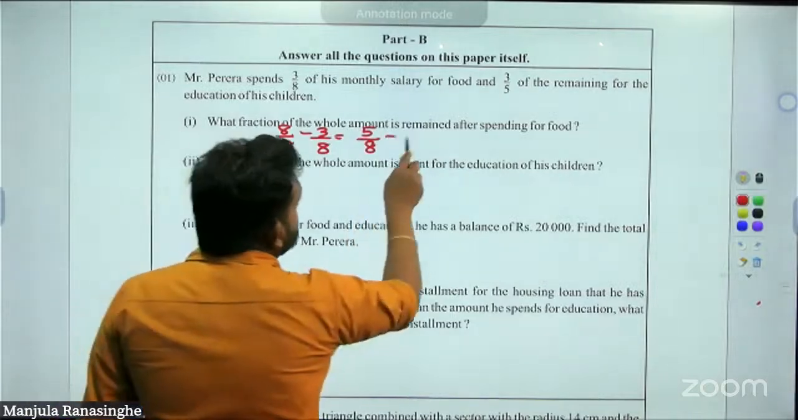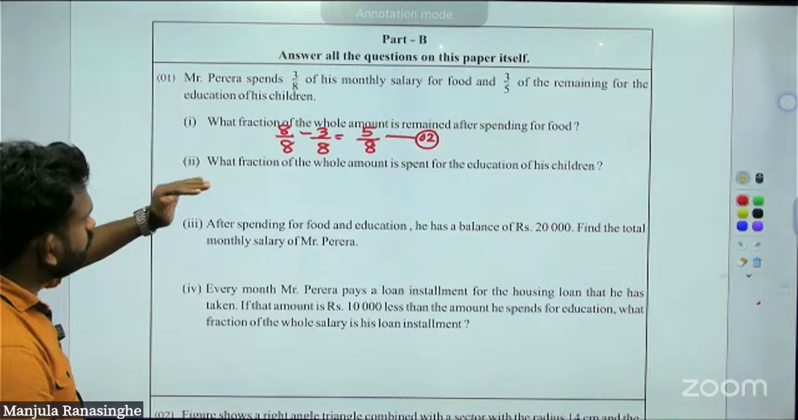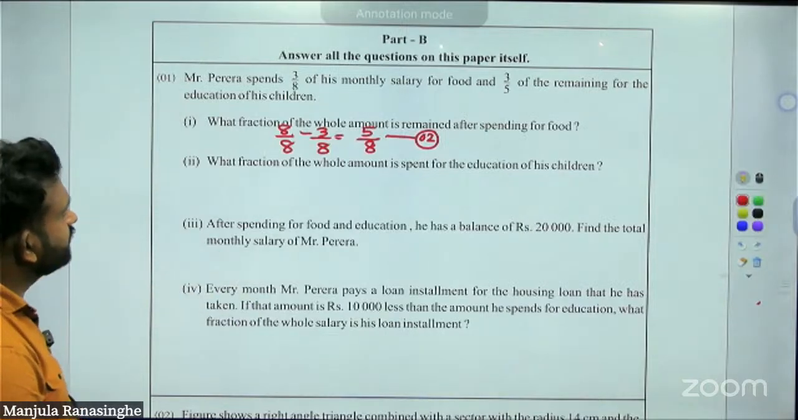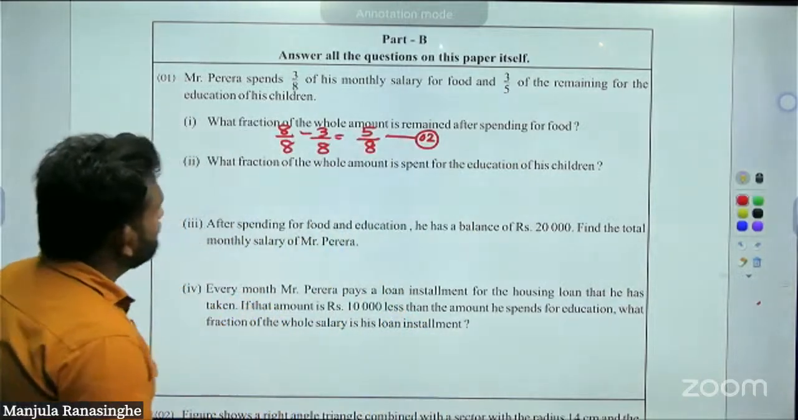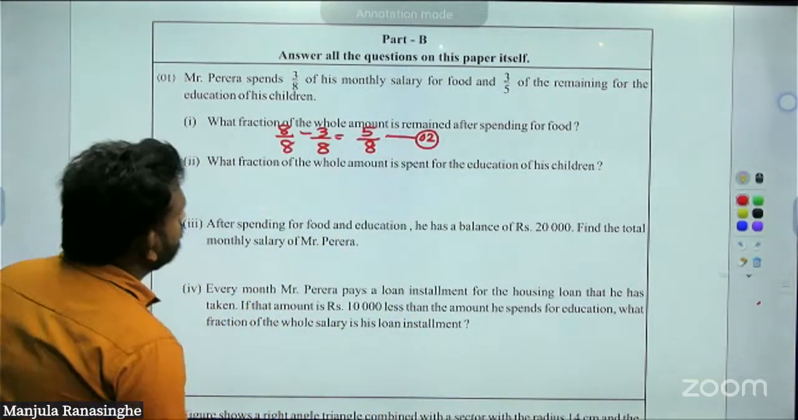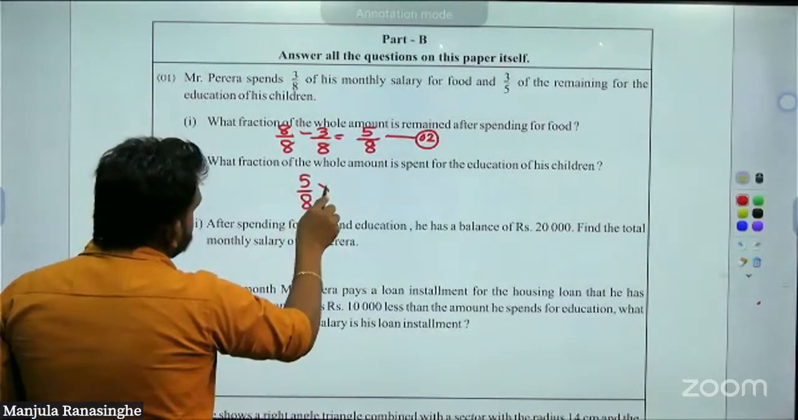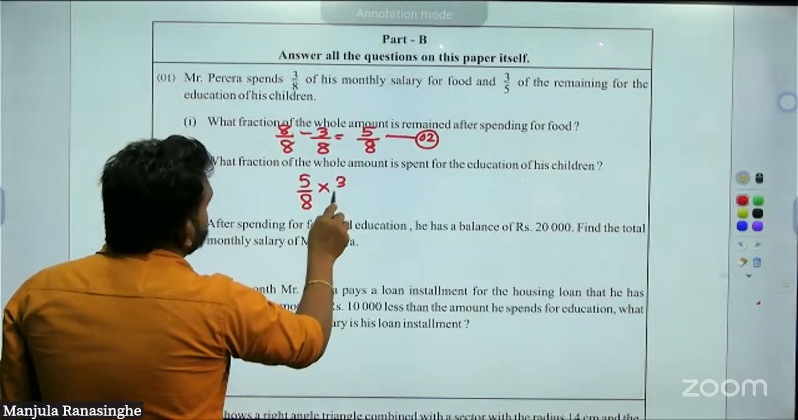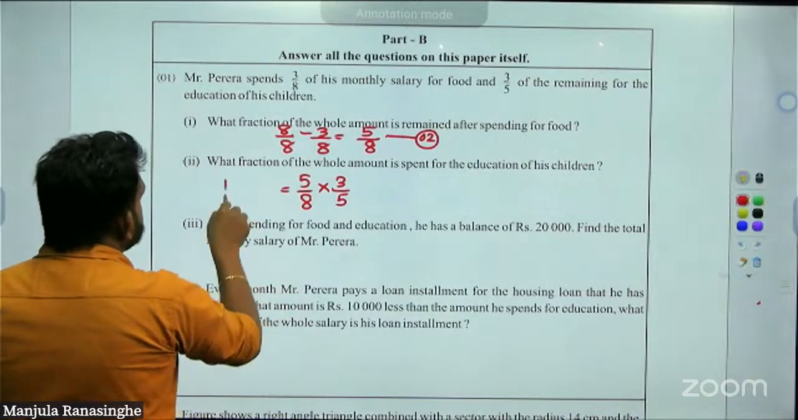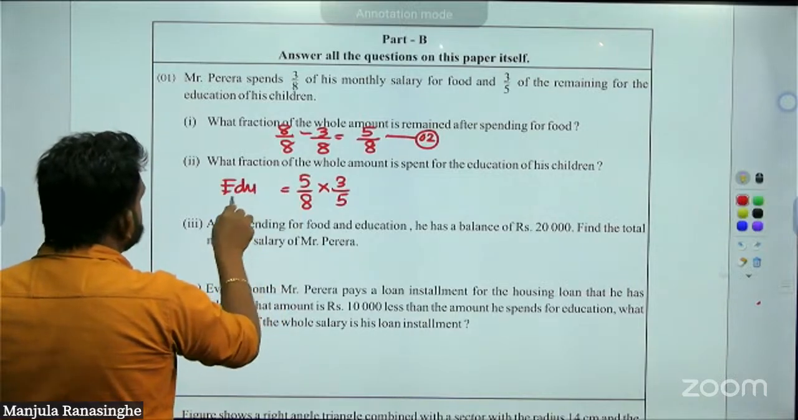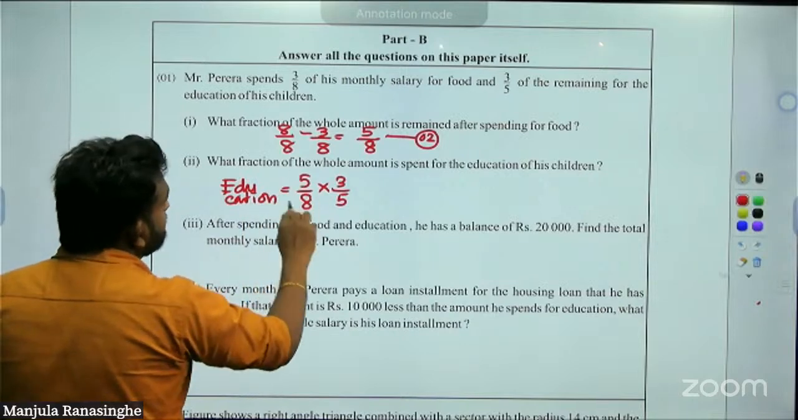Okay, so for that part you have 2 marks. Then, what fraction of the whole amount is spent on education? They say 3/5 of the remaining. So the remaining is what? We calculated 5 upon 8. Of means multiplication. 3/5, 3 upon 5 is for which one? The education. So you can write for education, the fraction is 3/5 of 5 upon 8.